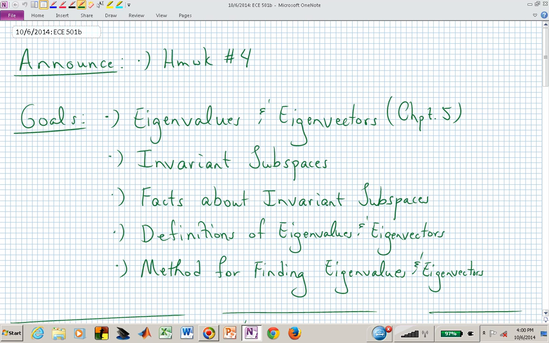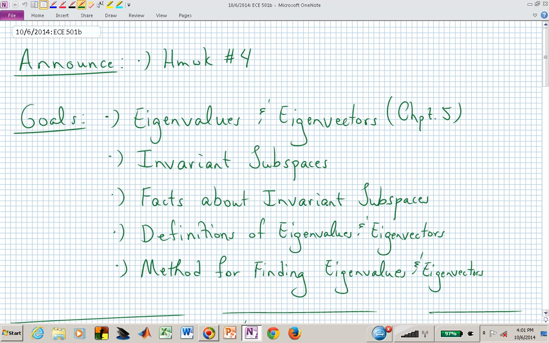Homework number 4. Don't be looking on D2L while I'm lecturing. You won't find it. If you do, let me know. But it's not yet posted. Hopefully it will become posted shortly, and it will be dealing with Chapter 5 material, which is the topic of eigenvalues and eigenvectors, which hinges very much on invariant subspaces. That's really what an eigenvector is.